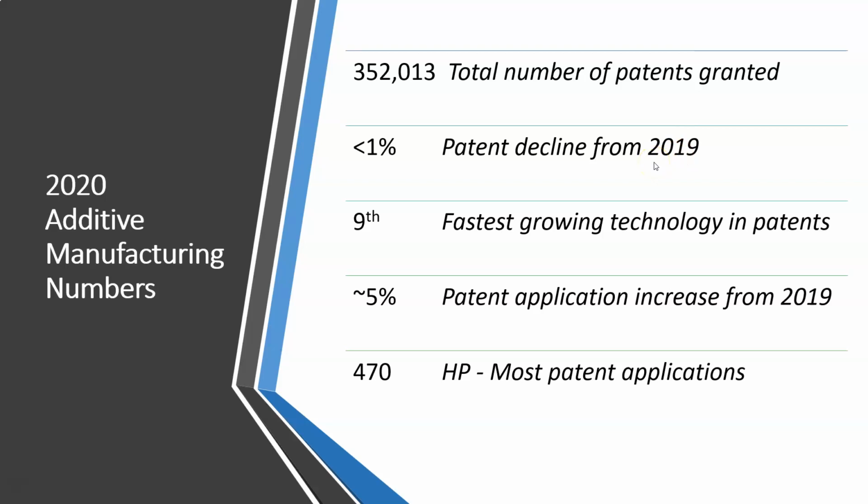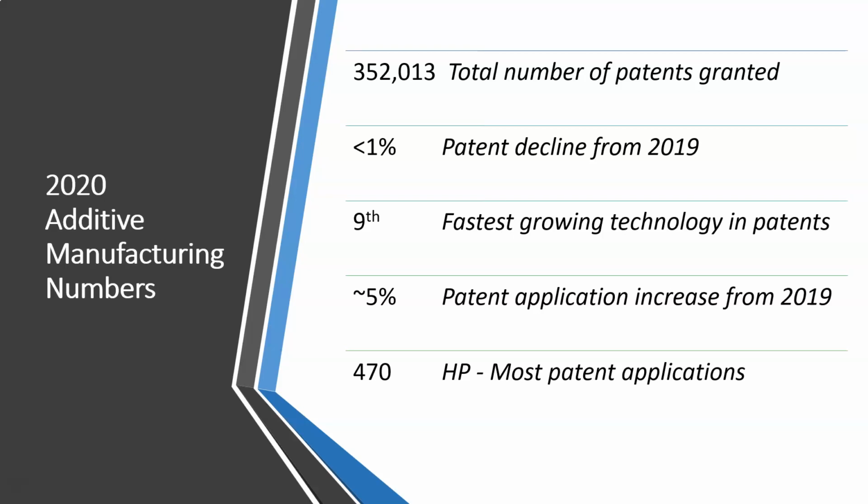There was less than a 1% decline in patents from 2019 to 2020. Now, the reason why I say that with some importance is because, remember, we just had the pandemic. And so you would expect that there was a decline in the patents. And we do see a slight decline in the patents, but it's a very slight decline, only 1% from 2019 to 2020. 3D printing was still the 9th fastest growing technology in terms of patents.